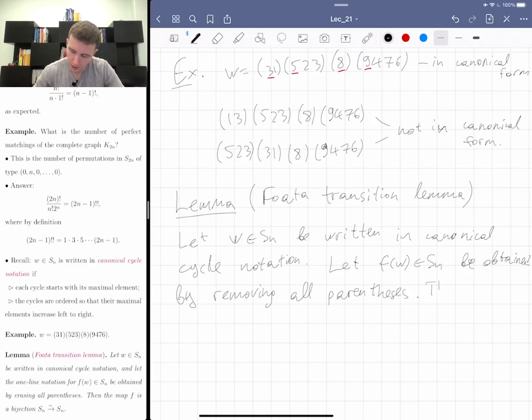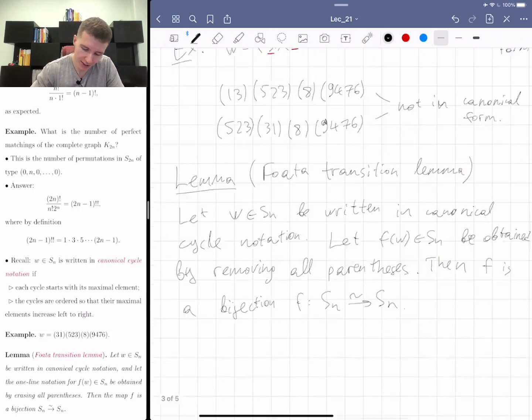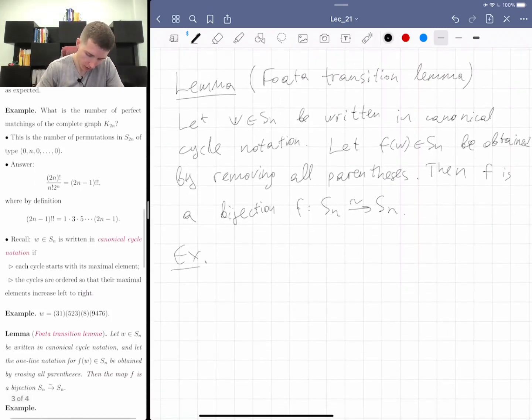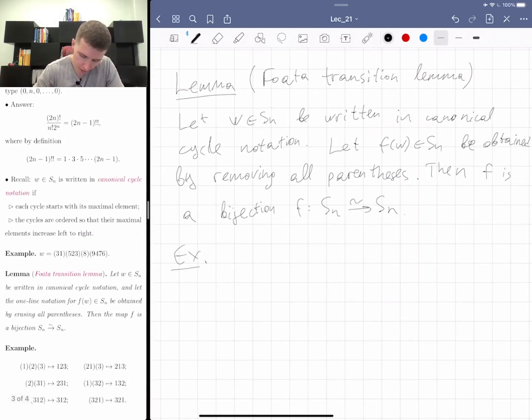And then f is a bijection from S_n to itself, which is crazy. But yeah, let me show you an example. Here's an example for n equals 3.